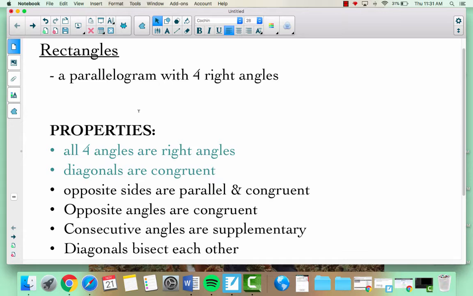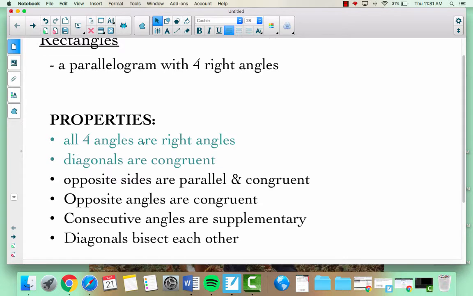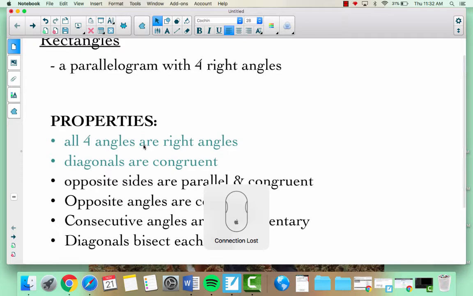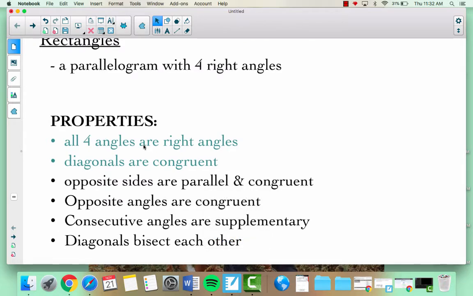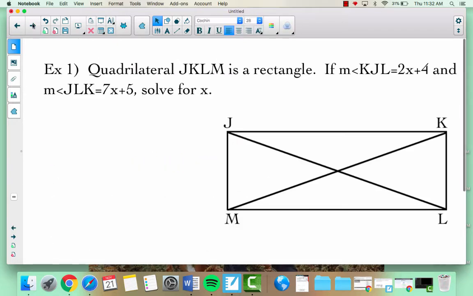The rest of the properties, like I just said, these should seem familiar because they are all the characteristics of a parallelogram. So opposite sides will be parallel and congruent, opposite angles will be congruent, consecutive angles will be supplementary, and then the diagonals will bisect each other. So even though they are the rules from parallelograms, you still want to go ahead and put them on the rectangle sheet. And what we're going to do is use these new rules to help us solve for pieces of rectangles. So we've got our first example here.